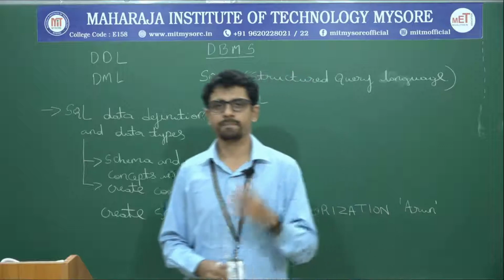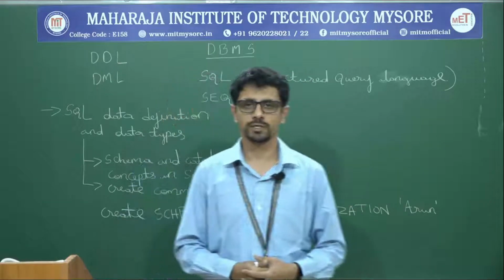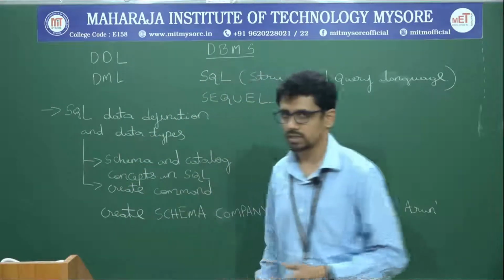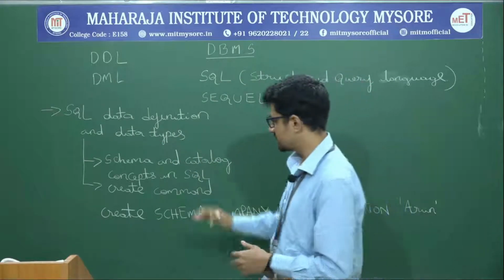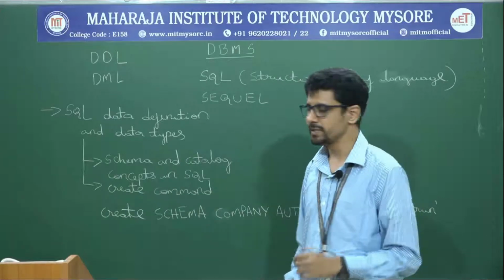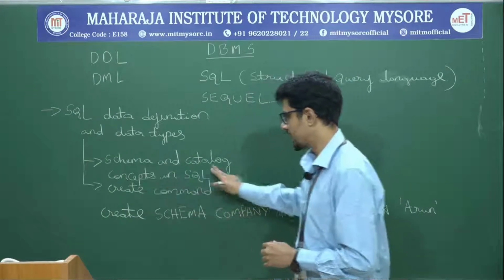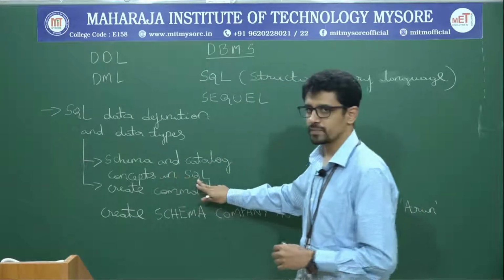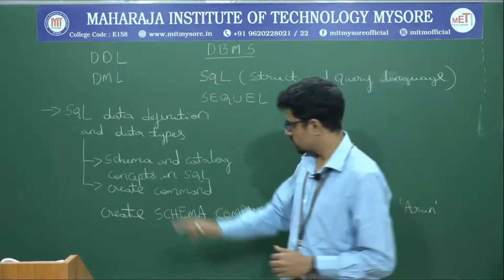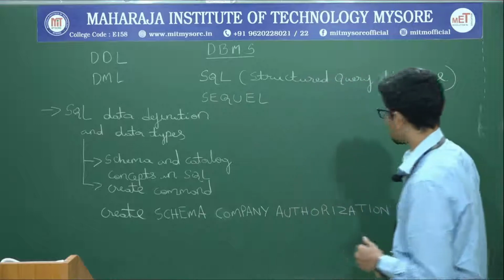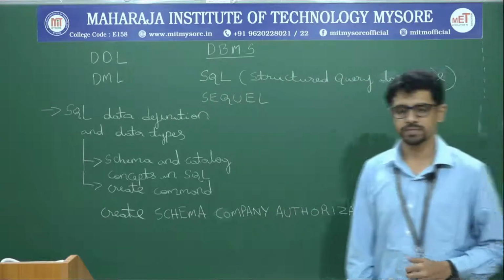Anyhow, you will be well versed with them as and when the classes commence with other topics. In today's session, I will be going with the first topic under this chapter, that is SQL data definition and data types. Under that we have these two subtopics initially, that is schema and catalog concepts in SQL, and the next one is the create command. So let me first explain what is this schema and catalog concepts in SQL.